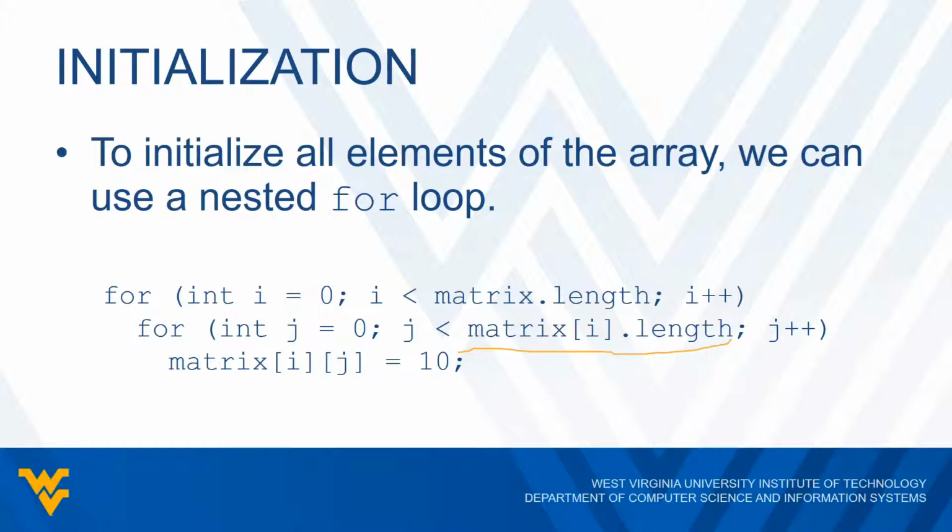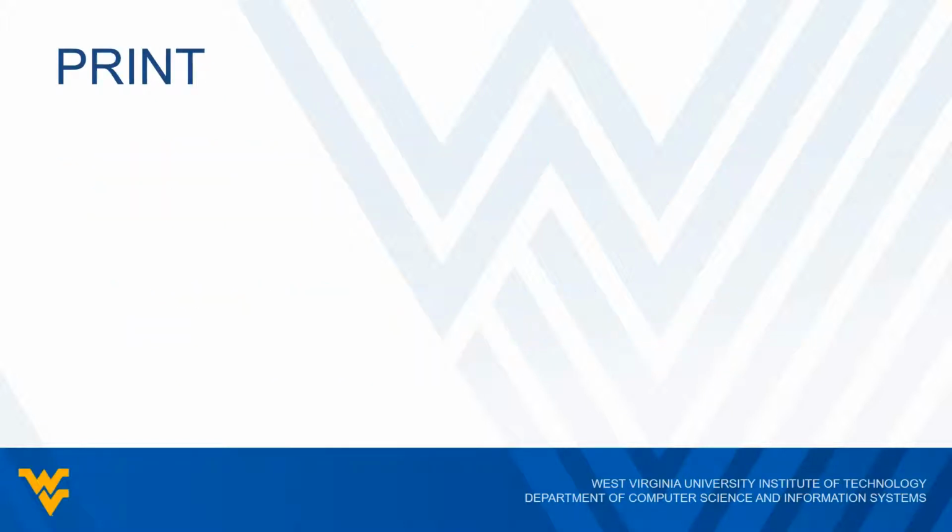But the whole point is the outer for loop will take a look at each row, the inner for loop will take a look at each column, and then for each element we can just set matrix[i][j] to be 10 in this case if we wanted to initialize all of them to 10.